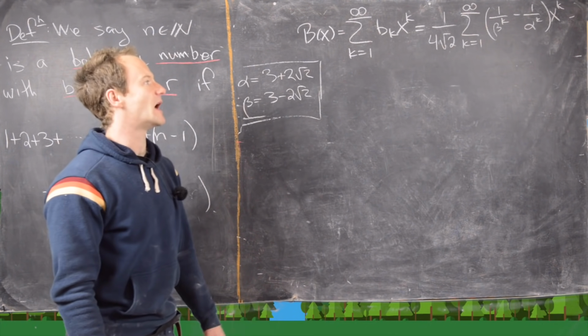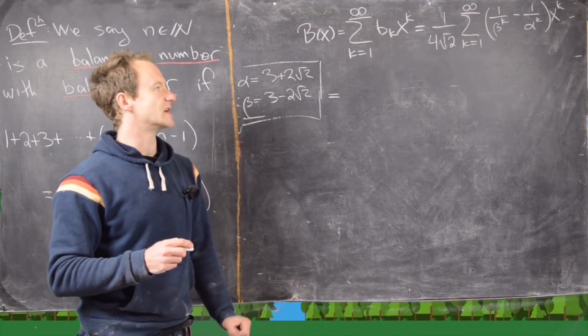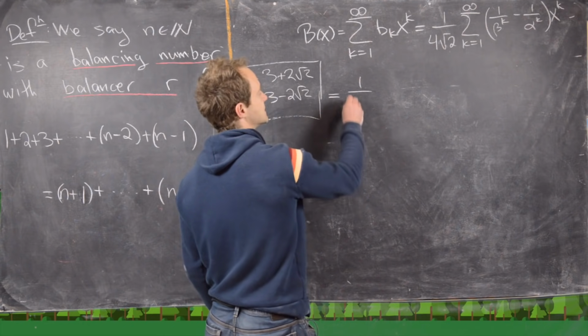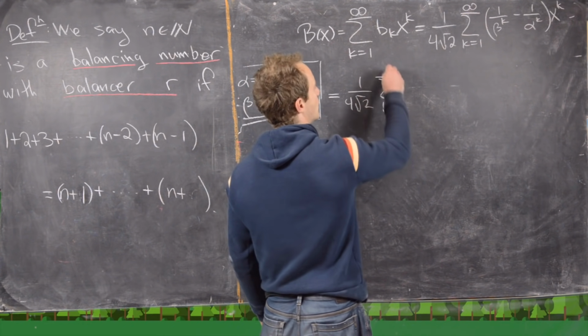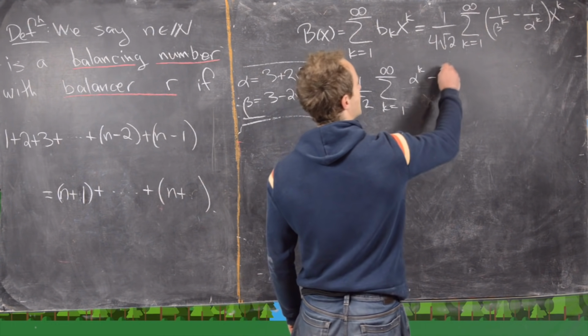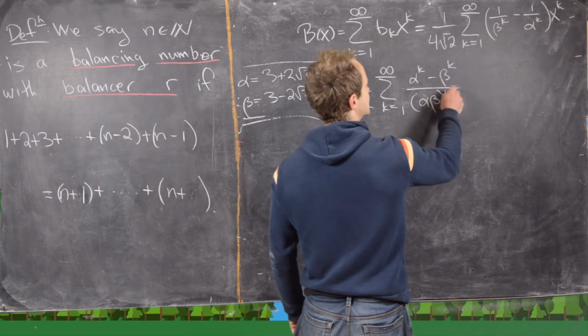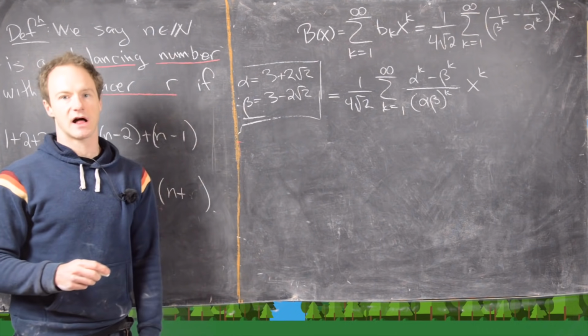So now I want to combine those together, so I'll give myself a common denominator, which is beta to the k alpha to the k, and that will give us the following. So this is 1 over 4 root 2 times the sum k equals 1 to infinity of alpha to the k minus beta to the k over alpha beta to the k times x to the k. So that's just finding a common denominator there.